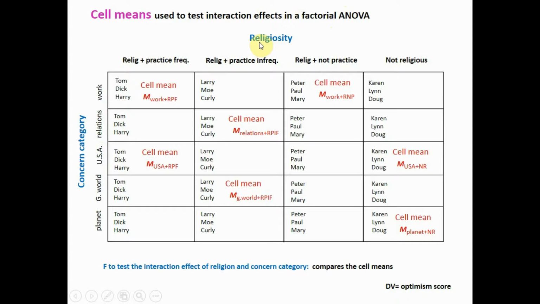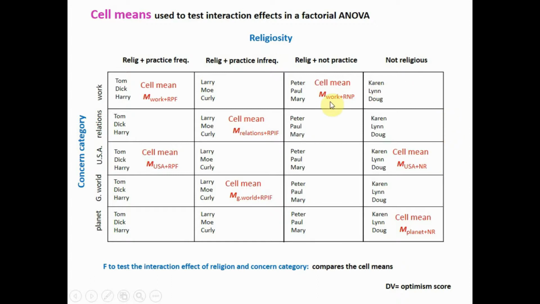And again, I'm going to go into more detail by showing you a graph, but for now, remember that when we looked at a main effect, like religiosity, the F value compared these marginal means down here, the mean of each column in this first case. And then when we looked at the main effect of concern category, again, that F value looked at marginal means. In this case, it was the mean for each row. All right, so we had these marginal means.